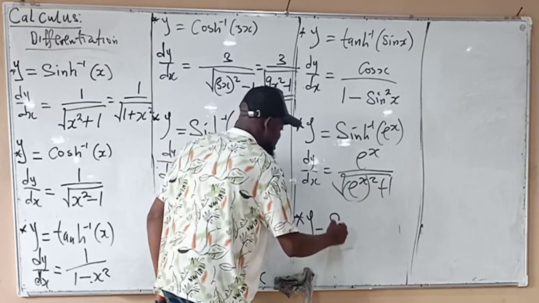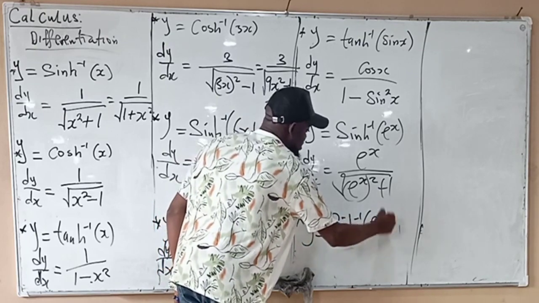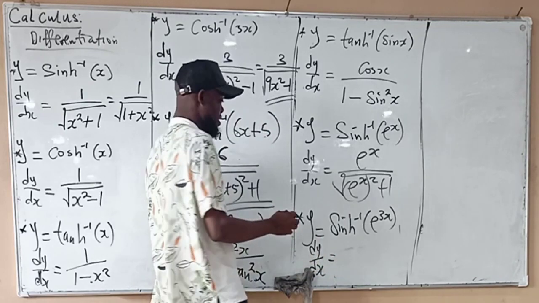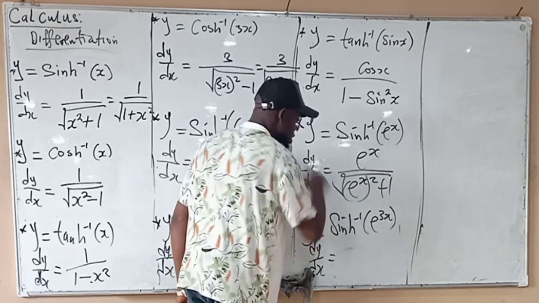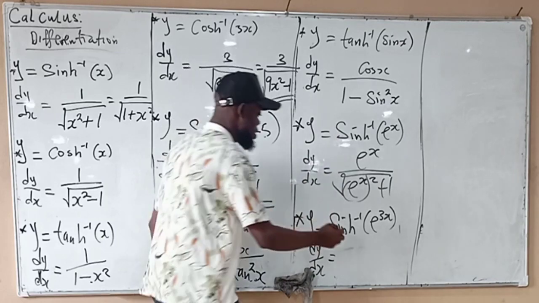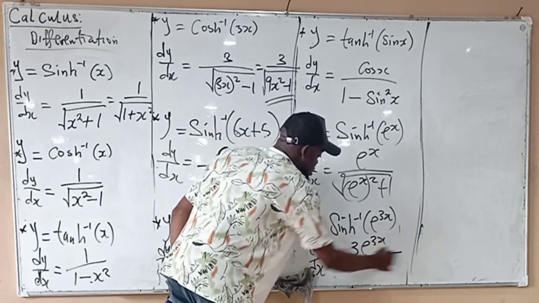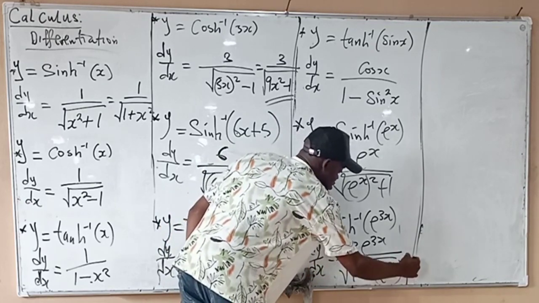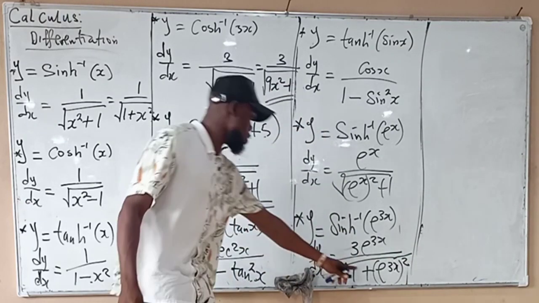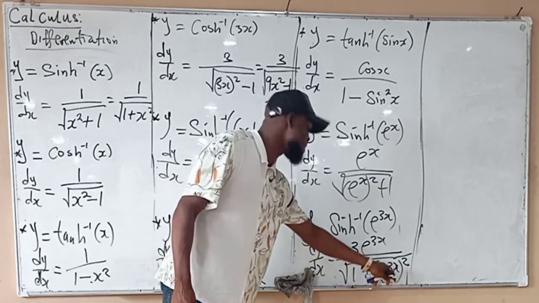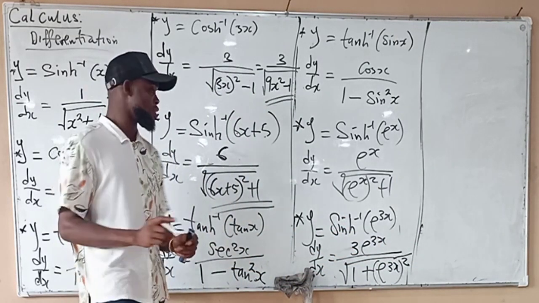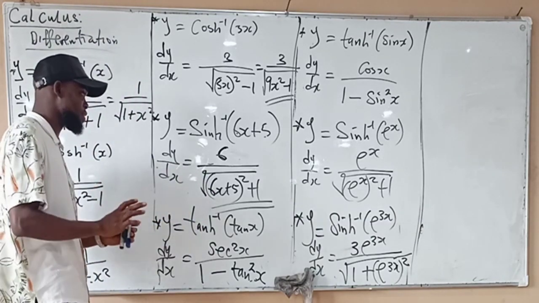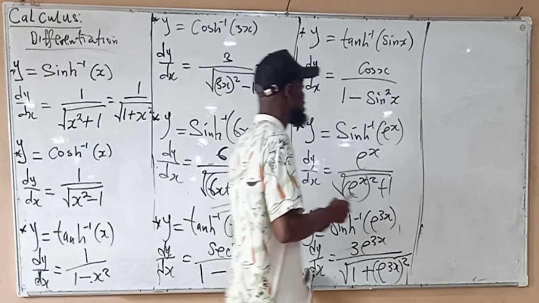If y is equal to sine inverse of exponential 3x, what will be dy over dx? I said you do it on your own. So I'll give you 3 exponential 3x all over the square root of 1 plus exponential 3x everything squared, or 1 plus exponential 6x. That's still very correct. So please ensure you do that. It's very, very important.